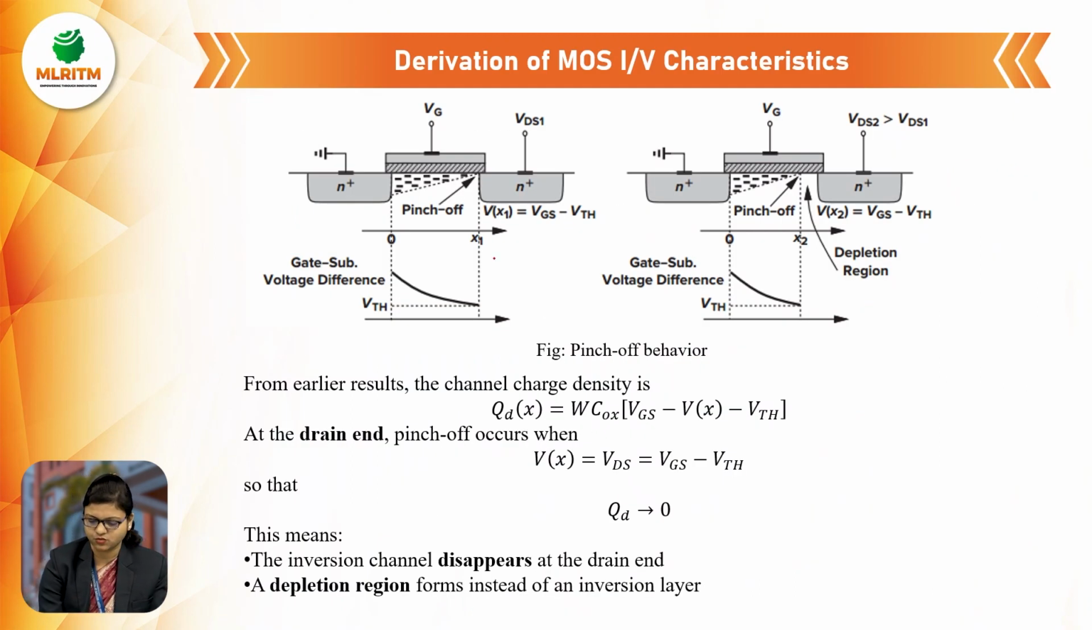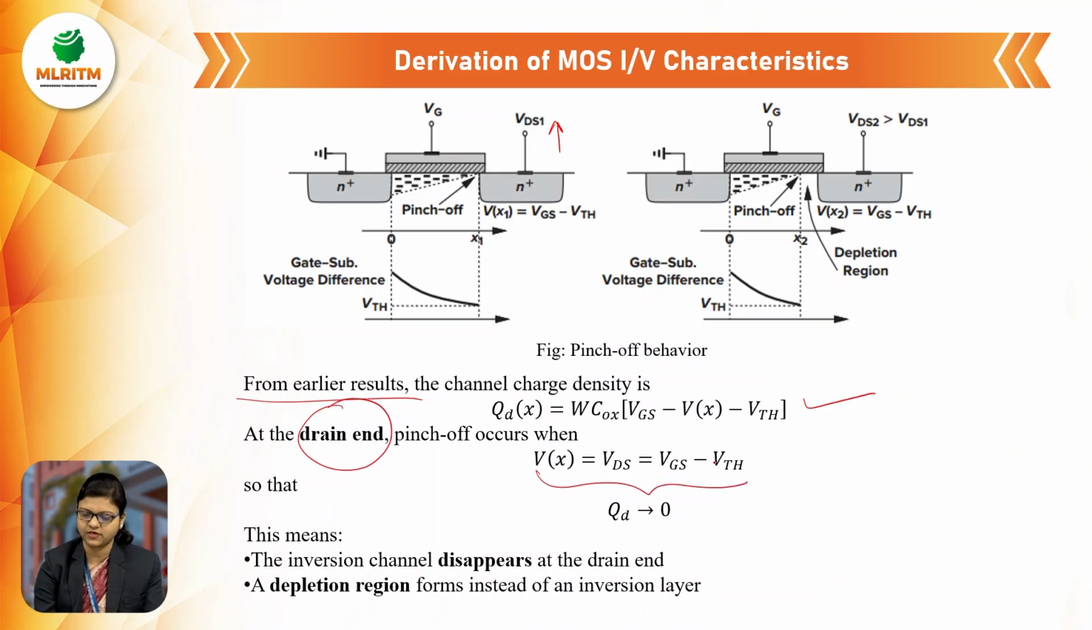If you see these two diagrams again, there is a pinch off behavior shown in them. Pinch off behavior happens when we increase VDS more. From earlier results we have this channel charge density. If pinch off occurs at the drain end, so when V of X over here is equal to VDS or equal to VGS minus VT, in that particular case your QD potential tends to 0.